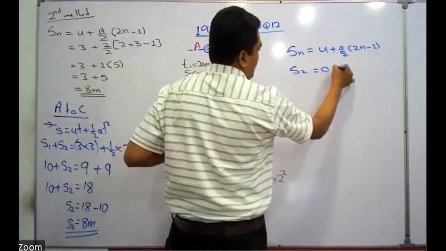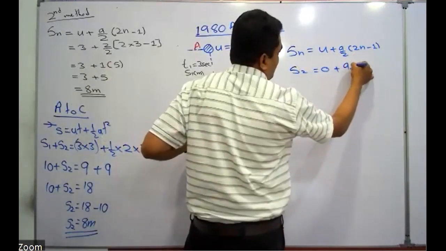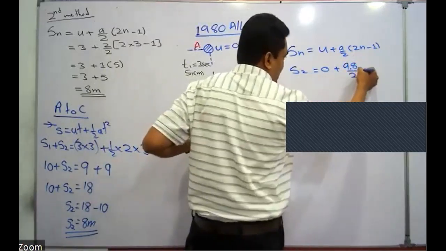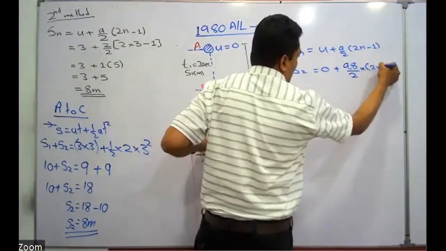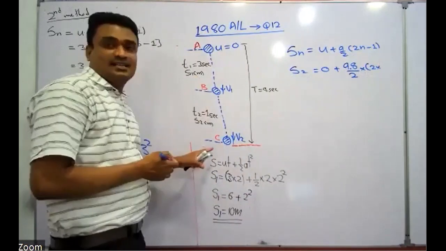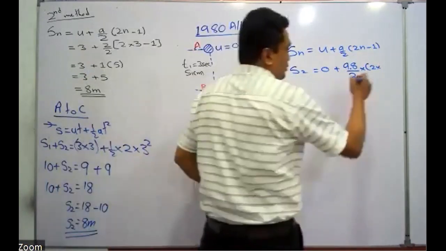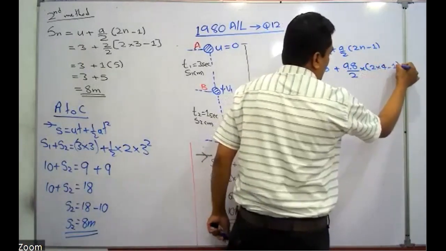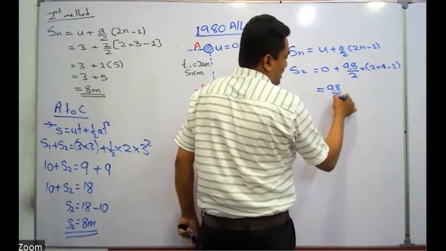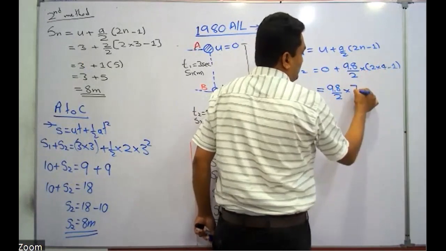S2 equals initial velocity 0, plus gravitational acceleration. This is a very old question, so they do not use 10, they have used 9.8. Into 2, time is... I want to find the displacement during the 4th second. It means n equals 4. So I don't worry about the 0, no need to divide, this is just 9.8 divided by 2, times 2 times 4, 8, 8 minus 1 is 7.